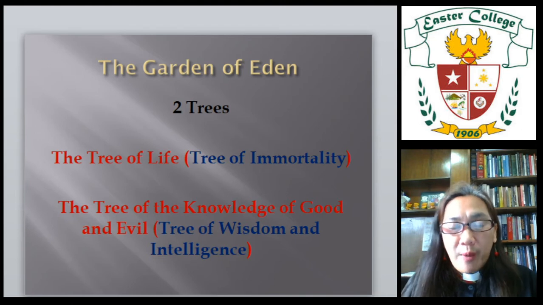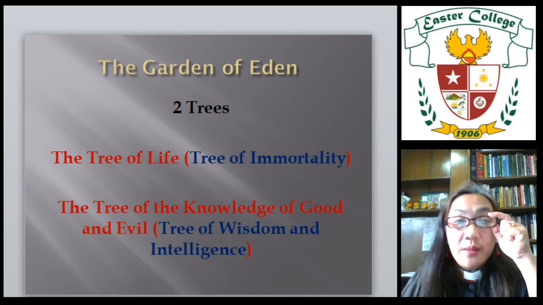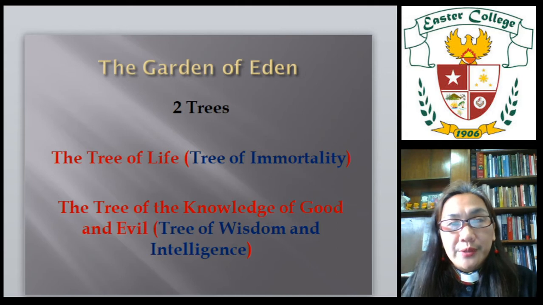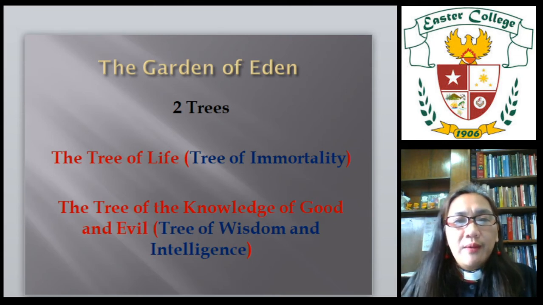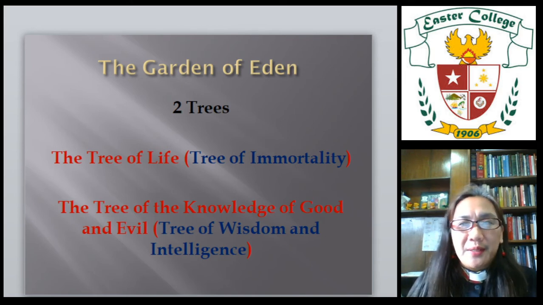And of course, Adam and Eve did not eat from there. So we are not immortals. Where did they eat? From the tree of knowledge of good and evil, which is the tree of wisdom and intelligence. So they are not immortal, but they now supposedly have a good understanding of what is good and evil. So there are two trees there. Remember these two, memorize that because I will ask that in your exam. Okay, so we observe again the pictures.